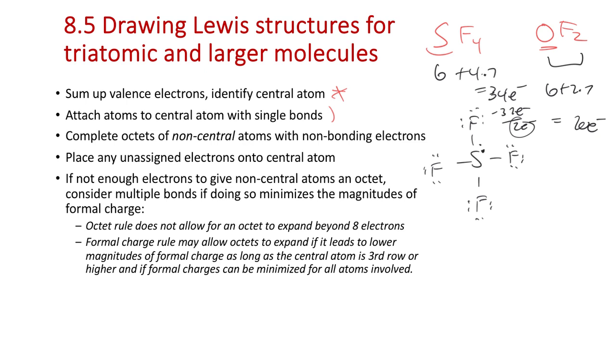The reason we put them on the central atom is because now the bond polarities can help us. If you think about sulfur here, count all the electrons around sulfur, that's 10 electrons. So sulfur has an expanded octet. It has an expanded octet in this Lewis structure.